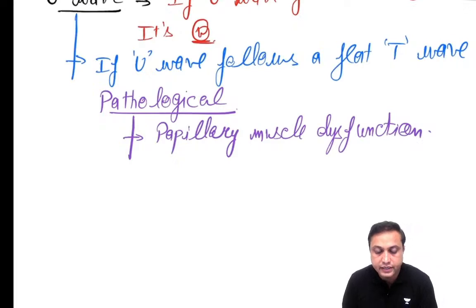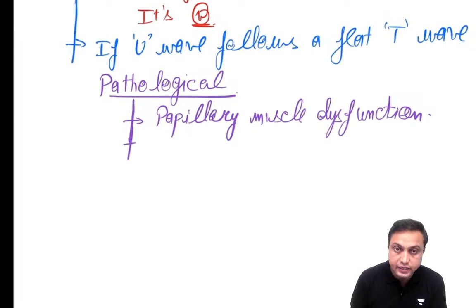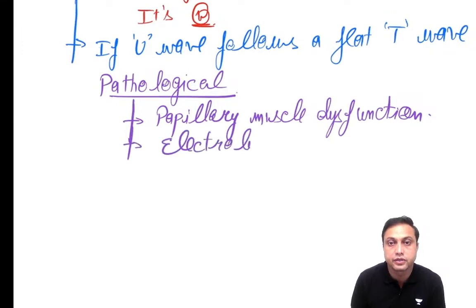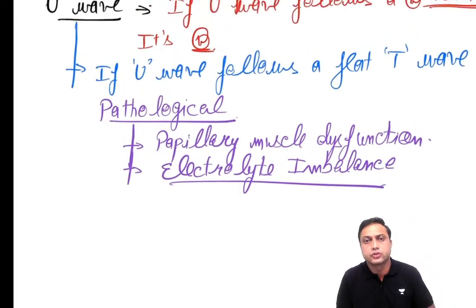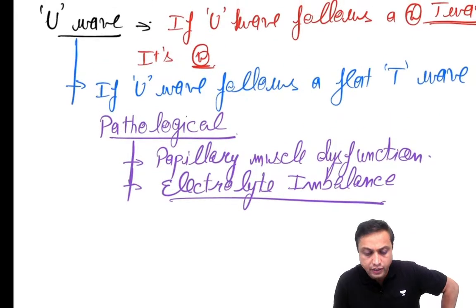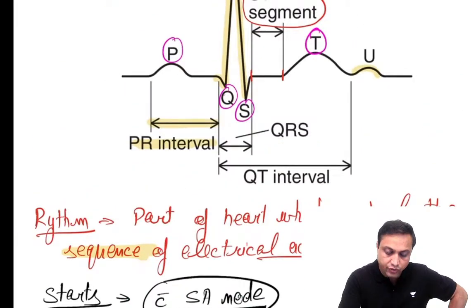One thing is very clear that there is a papillary muscle dysfunction, or second, my dear friend, there can be an electrolyte imbalance. So these are the two main important causes of a pathological U wave if it is following a T wave. Do remember this thing.